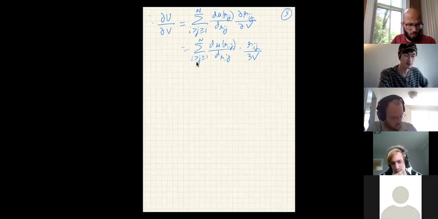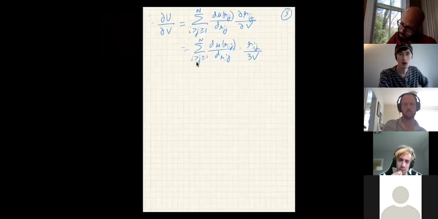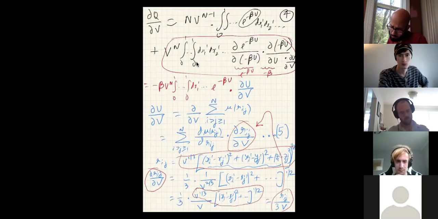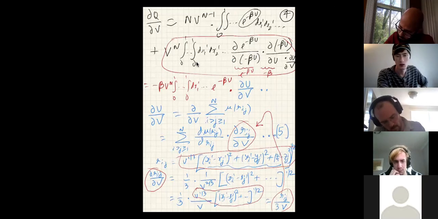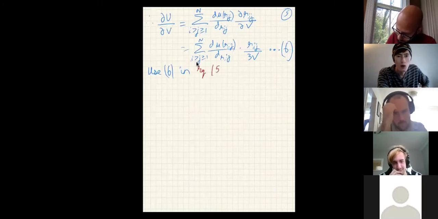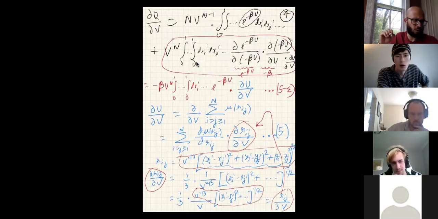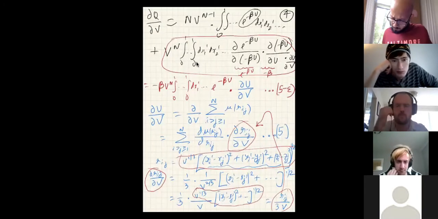So now we can go and put this back. This we are going to call equation number 6. Use equation 6 in, I didn't number this equation, so I will call it equation 5 minus epsilon. Okay, it's equation 5's little brother or sister. So use 6 in equation 5 minus epsilon. So this value of partial u by partial v can be put over here, and you can get partial q by partial v. And then we are almost getting there. This is all for the second part.